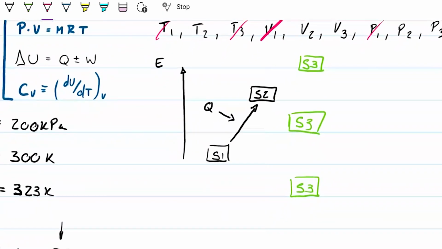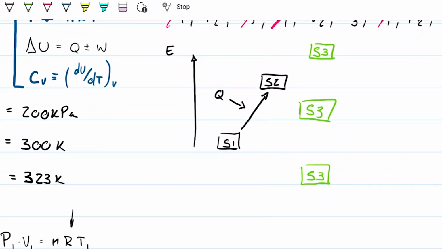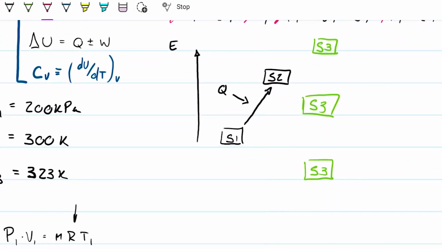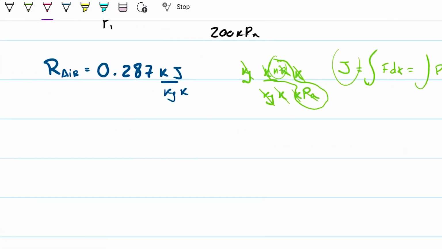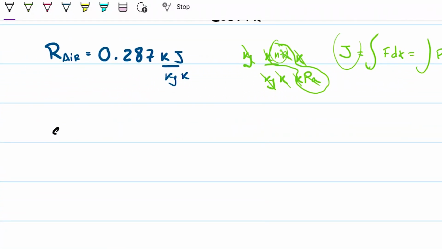All right, next up, how can we go to state 2? Well, we know the C sub V. So what do we know for state 2 as we go from state 1 to state 2?